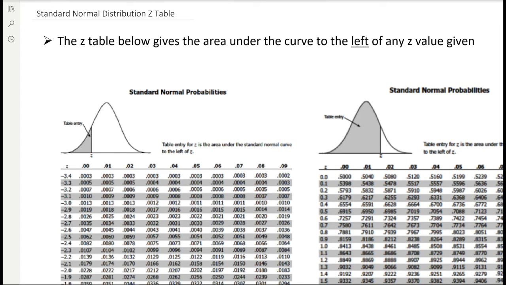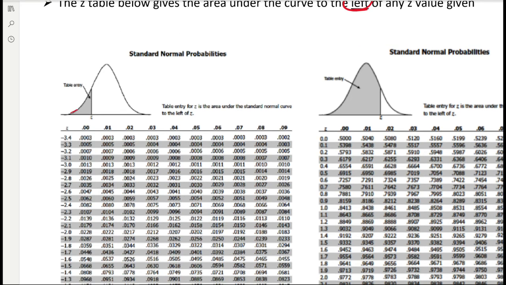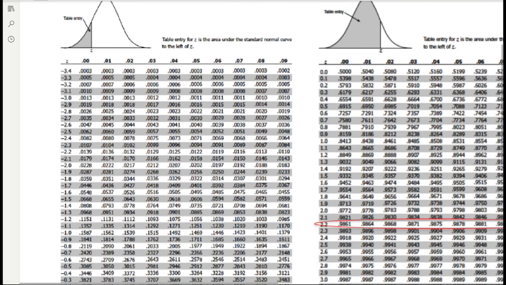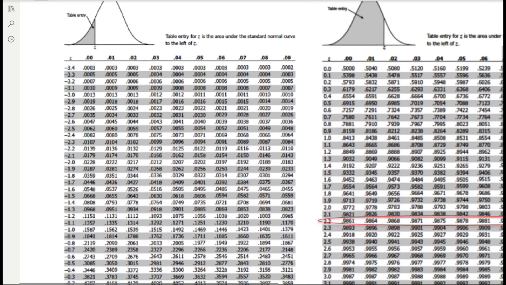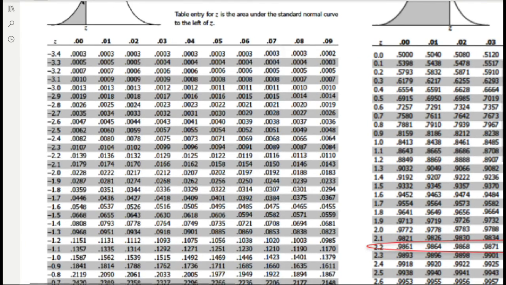Now, what is this z-table? The z-table below gives you the area under the curve to the left of any z value that is given. Notice that you have the bell-shaped curve here, with the area shaded to the left. That indicates that the table is only giving you areas to the left of a specific z value. So basically this is a chart that you can always reference, and it is a very common chart.